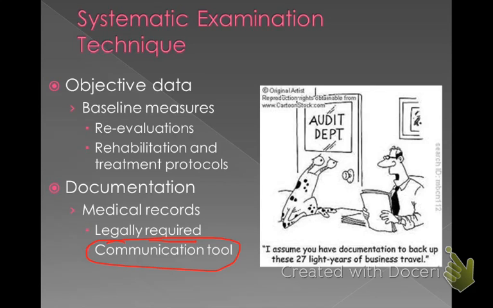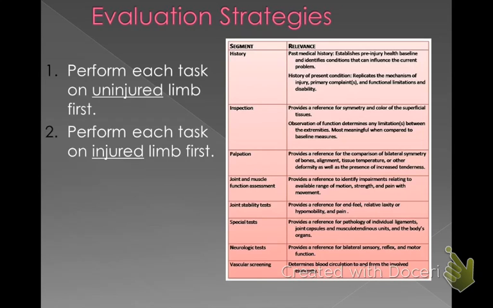So as you're gathering objective data from your patient during their baseline measurements or follow-up measurements, there are really two evaluation strategies that clinicians kind of use. And the first strategy, which is the most commonly taught strategy, would be to perform each task on the uninjured limb first. However, we still have clinicians that actually perform the task on the injured limb first. Here's my only caveat with that.